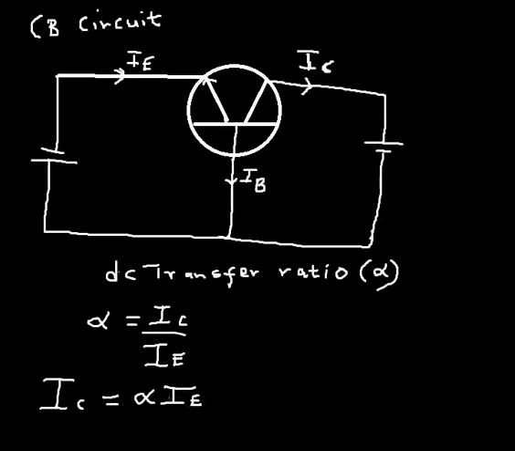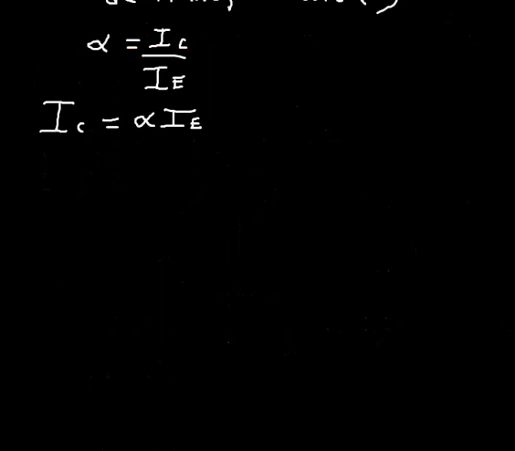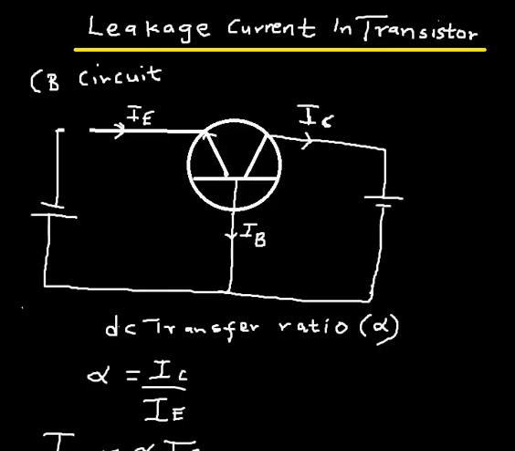So if there is no emitter current, a situation where I open the emitter and create an open circuit, you know that once there's an open circuit, no current flows. That makes the emitter current equal to zero. If I put zero into this expression, the collector current should also be equal to zero. So I shouldn't expect any current flowing through the collector.